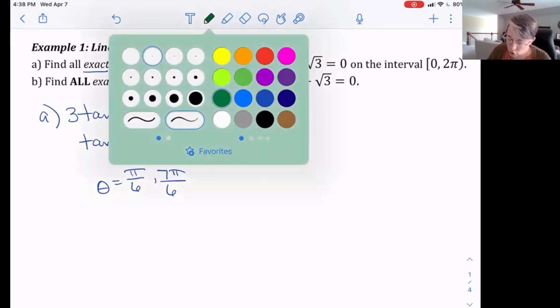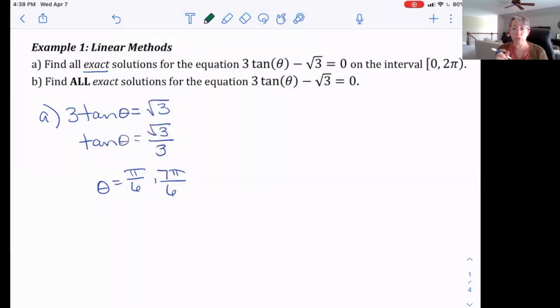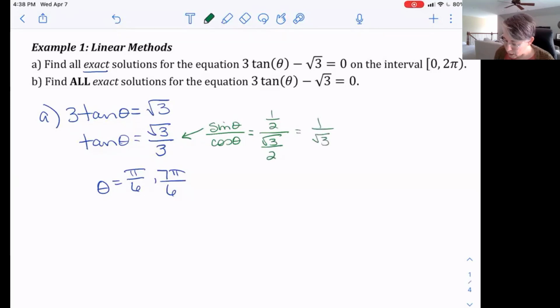So if you still struggle with that, you can also use your inverse or arctangent functions to find them, or think of it in terms of sine theta over cosine theta. This is the same thing as 1/2 over rad 3 over 2, which would give us 1 over rad 3, which is rad 3 over 3. So sometimes we can work it backwards as well. So we're given pi over 6 and 7 pi over 6. Those are in the interval 0 to 2 pi.